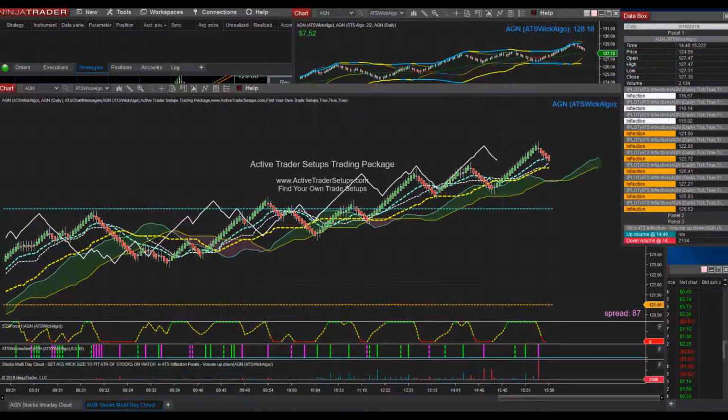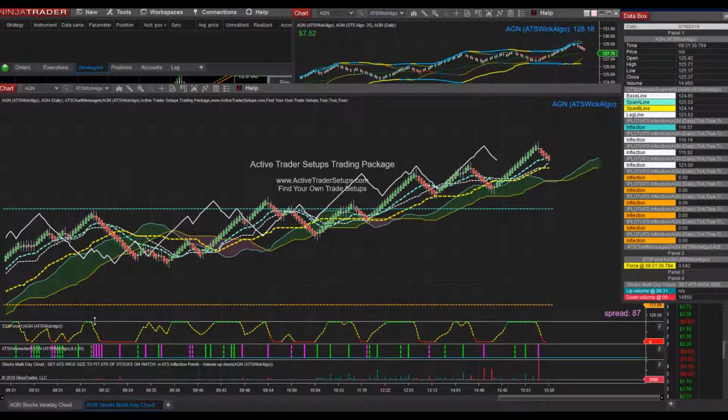This is a chart of AGN. A lot of times you'll see me doing the same charts day after day. That's because I trade the same stocks day after day. I know their personalities, and you'll have your own watch list. Our package is created for you to find your own trades.